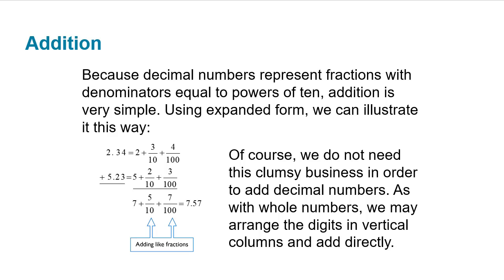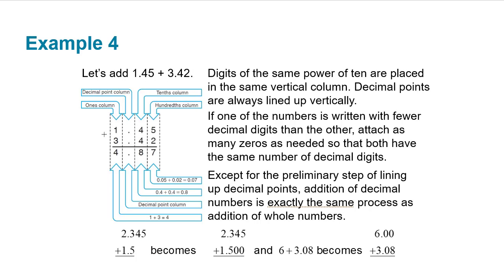And because decimal numbers represent fractions with denominators equal to powers of 10, adding these things is really easy because all you have to do is multiply by various powers of 10, like I showed you in the previous example, of being able to take that decimal, write it out in all of its individual pieces, multiply it by whatever you need, and then you can add and subtract. But we're not going to do that.